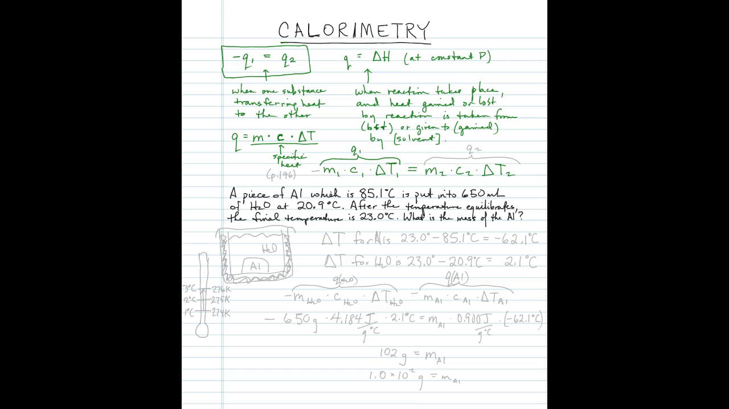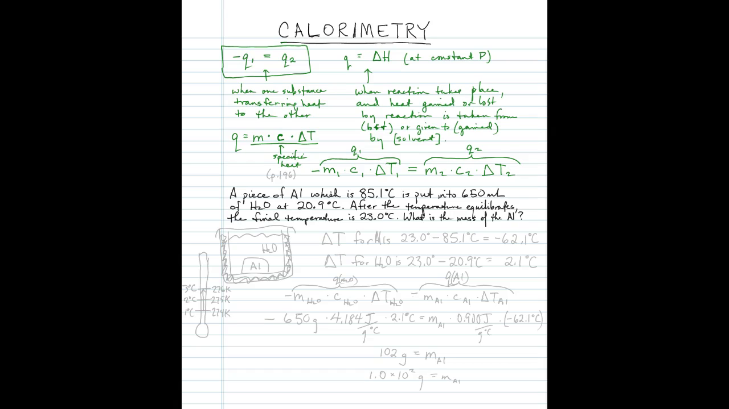I've already written out the problem. So this piece of aluminum, we have just a chunk of aluminum. I don't know whether it's a block or just a blob or whatever we have. This big piece of aluminum is at 85 degrees Celsius, 85.1 in fact. So we're going to dump it into some water. So we've got some water here. We've got a blob of aluminum. This is aluminum, this is water. The aluminum's hot, the water's not.